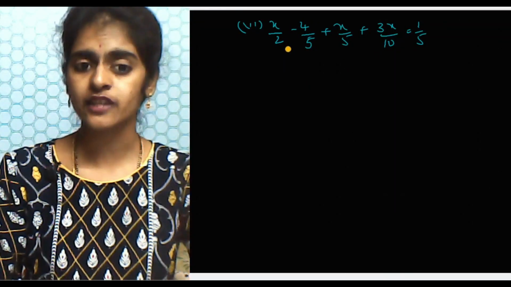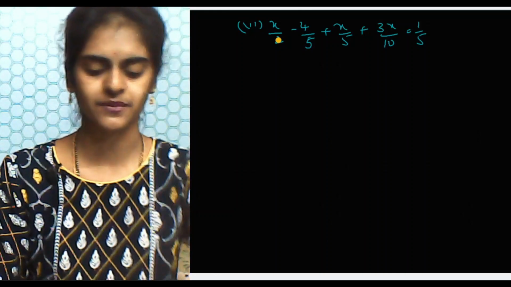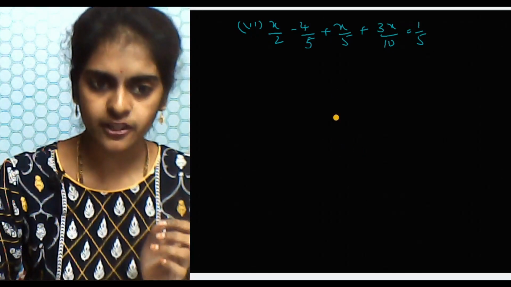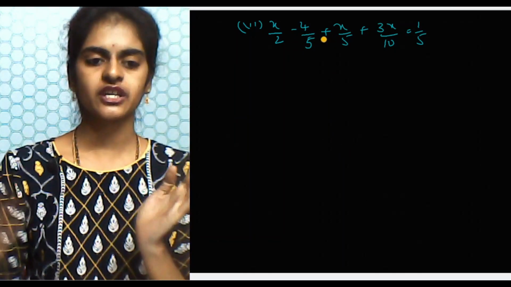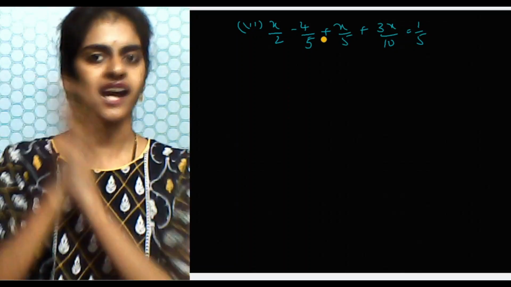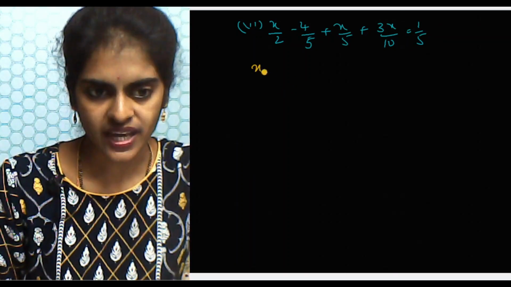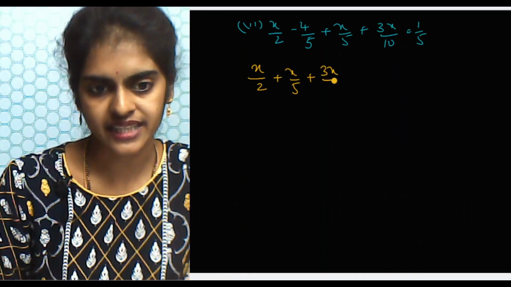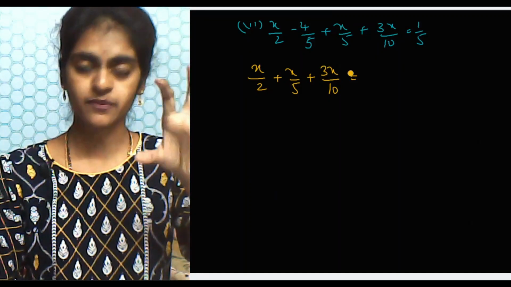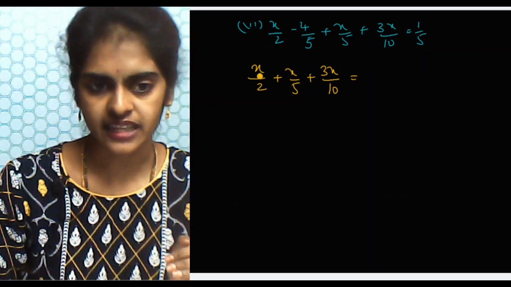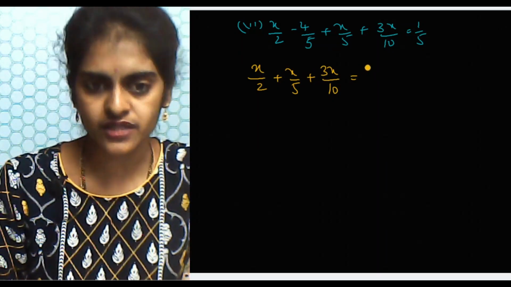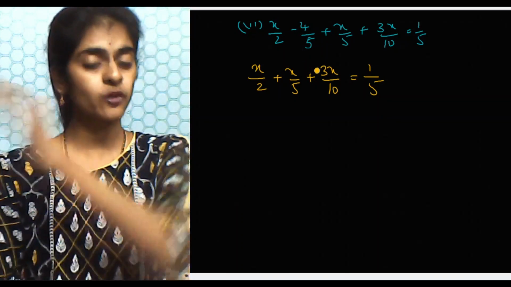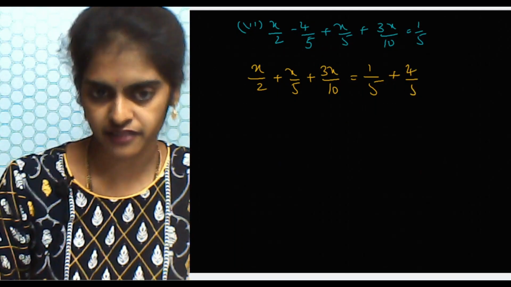So here you see, you have many x terms, isn't it? So firstly, we shall keep all the x terms on one side, and here you see minus 4 by 5 is a constant. We shall transpose minus 4 by 5 to RHS. So let us do it and see. So x by 2 plus x by 5 you have, plus 3x by 10 you have. This I am keeping on LHS because all these are variables. X is a variable in all the terms. Now here you see I have minus 4 by 5. I want to send it to RHS, so it becomes plus 4 by 5.